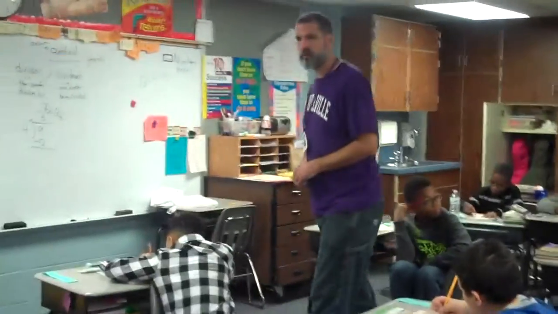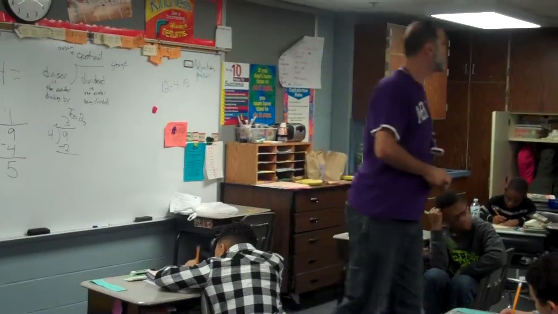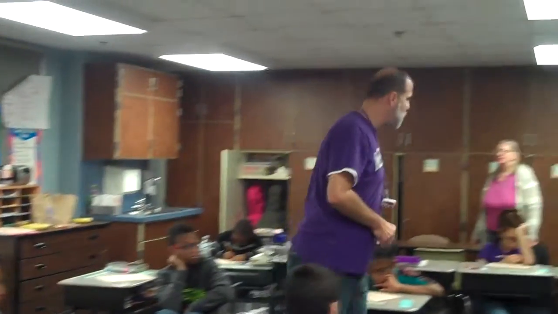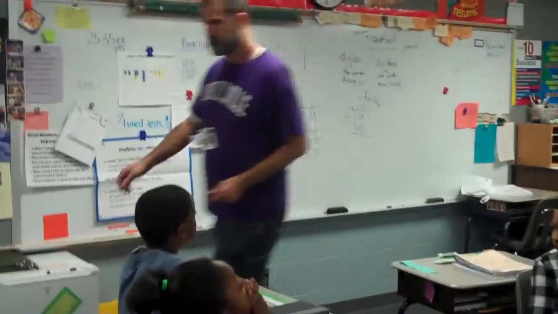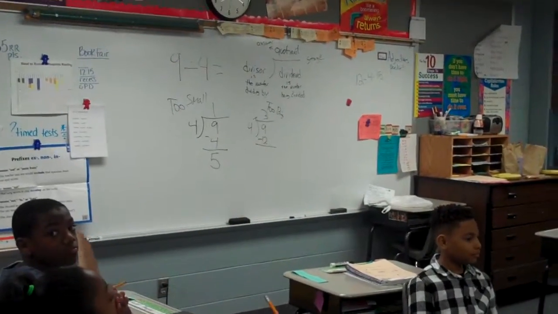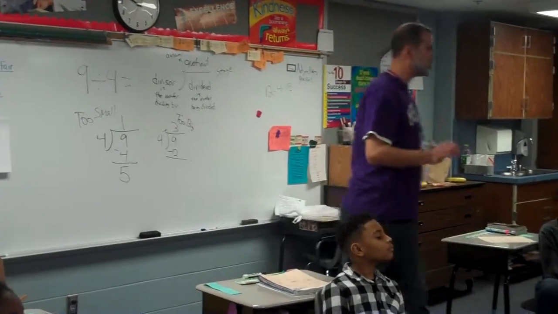9 divided by 4 equals 1, too small. End up with too big of a remainder. 9 divided by 4 equals 3, too big. I don't have any remainders left. Let's look for the answer that is just right.